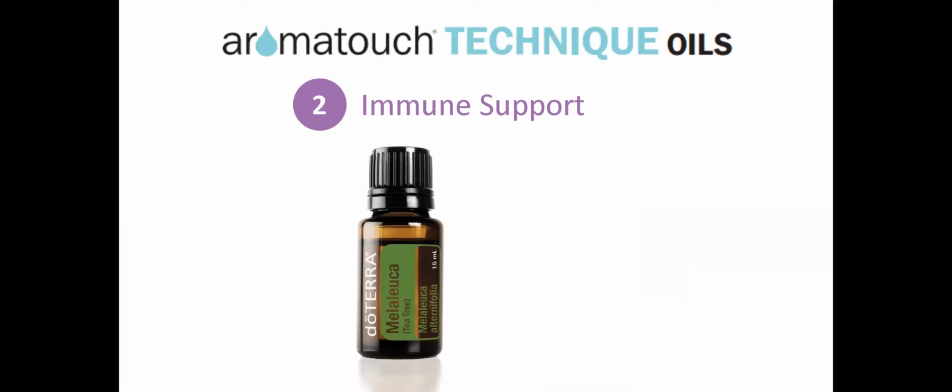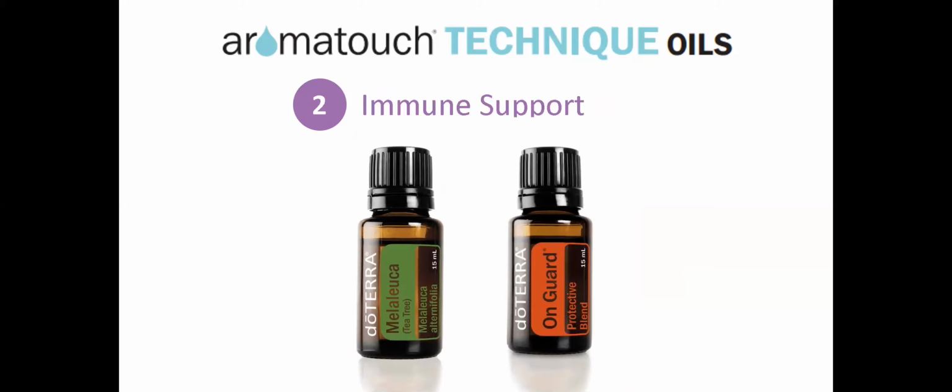Melaleuca, more commonly called tea tree oil, has 90 different compounds and limitless applications. Melaleuca is an essential part of the AromaTouch technique for its cleansing effects. The next oil is On Guard. On Guard offers fragrant and effective cleansing properties. Because of these properties, it's used in the AromaTouch. The ingredients in On Guard are wild orange, clove bud, cinnamon, eucalyptus, and rosemary.